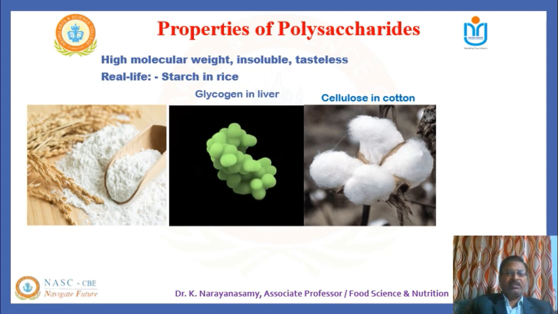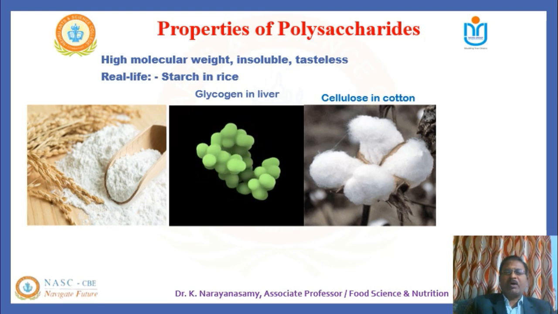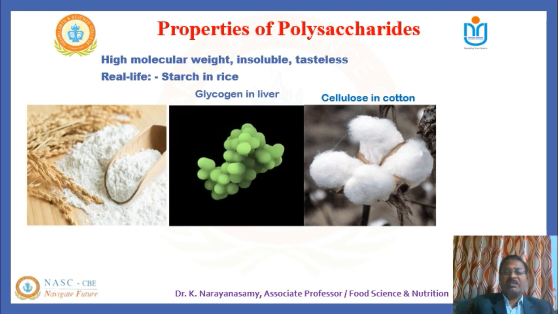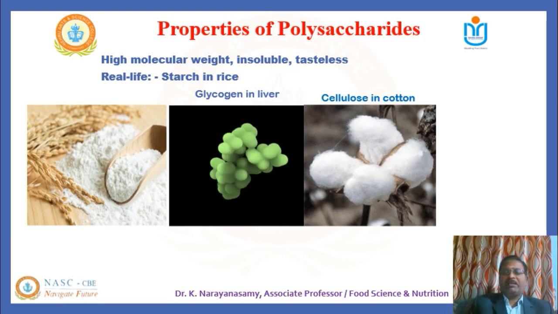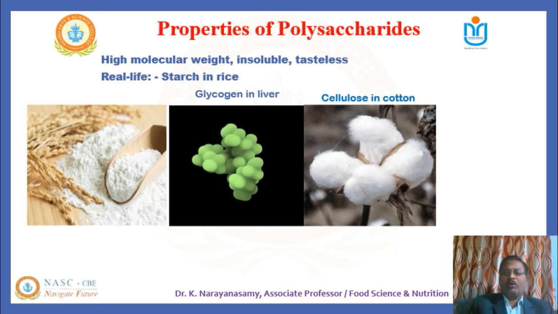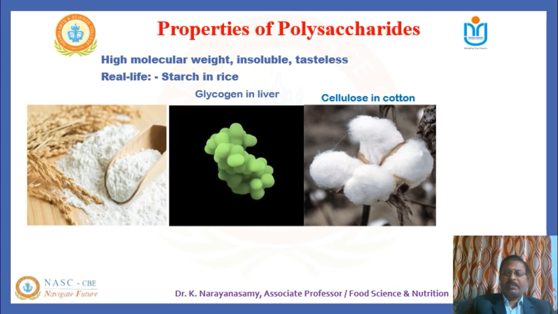This is the starch in wheat, and this is glycogen, which is formed in the liver, animal starch, which is stored in our liver. And this is the plant polysaccharide, cellulose, a structural polysaccharide. This is cotton. The cellulose present in cotton is a polysaccharide.